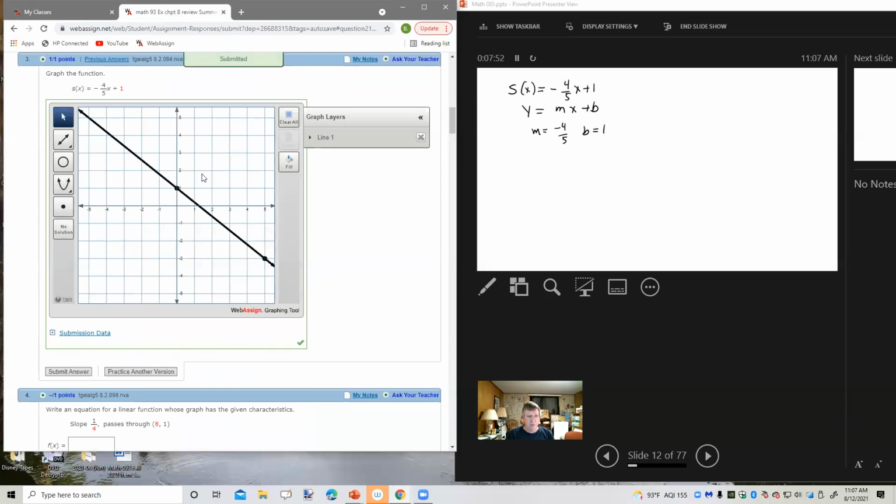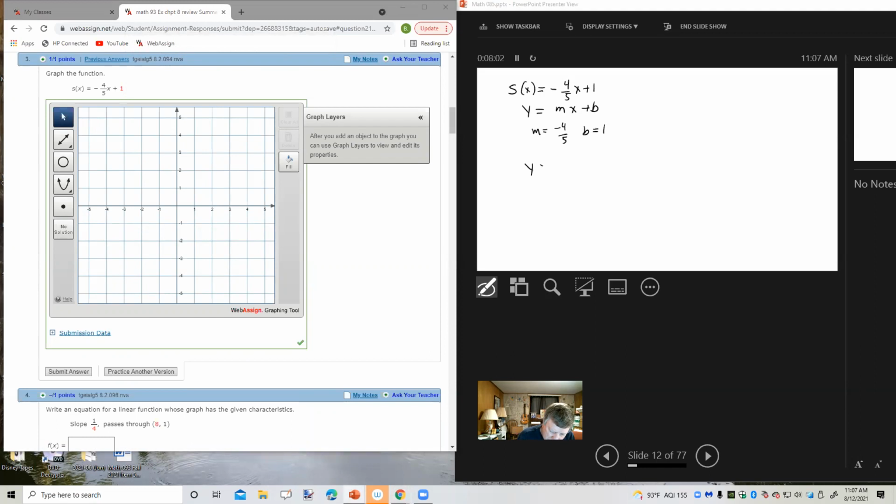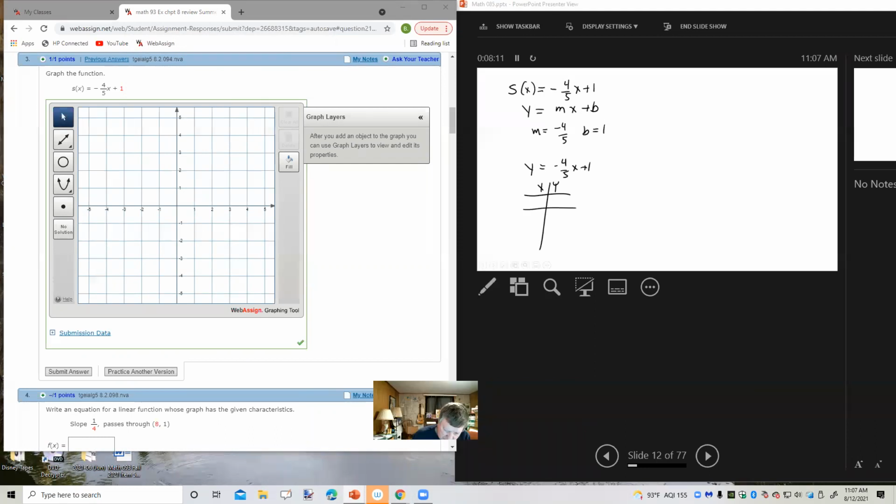Now, there's another way we can do this problem, and that is, instead of using slope-intercept form, take it and rewrite it as y equals -4/5 x plus 1, and find a couple of ordered pairs. Let's see. How about, let's let x be 0. When x is 0, we have y equals -4/5 times 0 plus 1, so y equals 1.